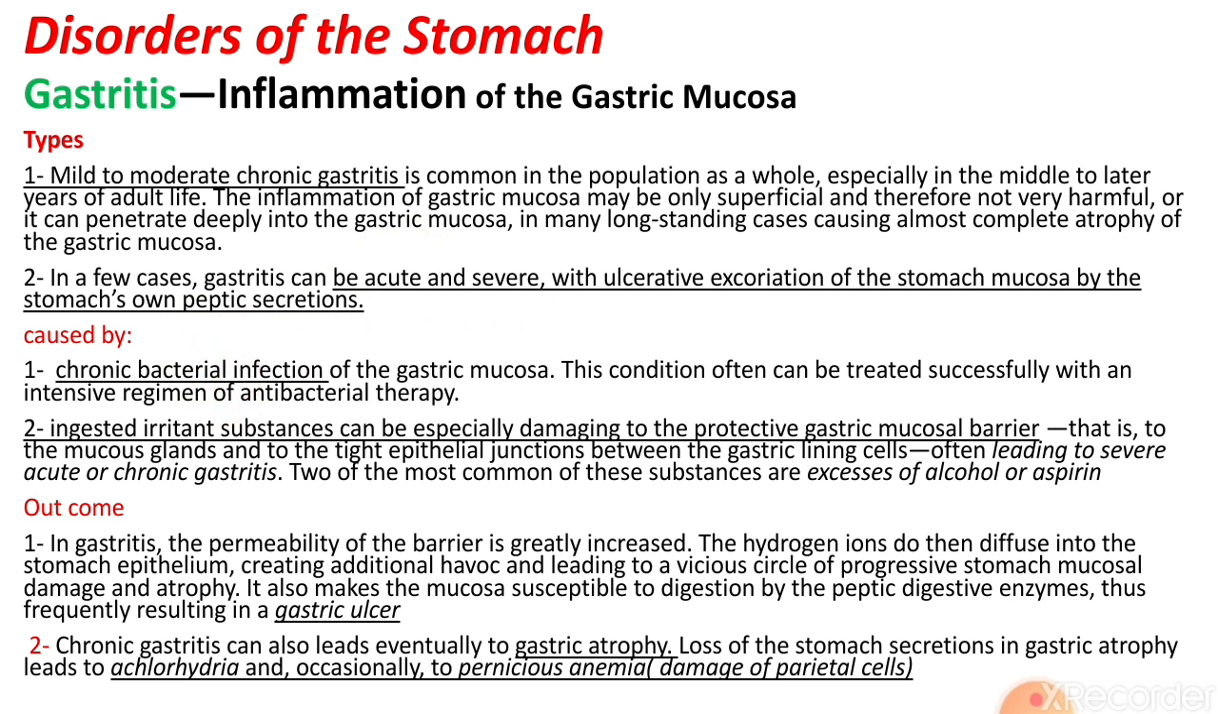The causes of gastritis are two. Number one is bacterial infection, and this can be treated by antibacterial therapy. Or it might be caused by ingestion of irritant substances like alcohol or aspirin.